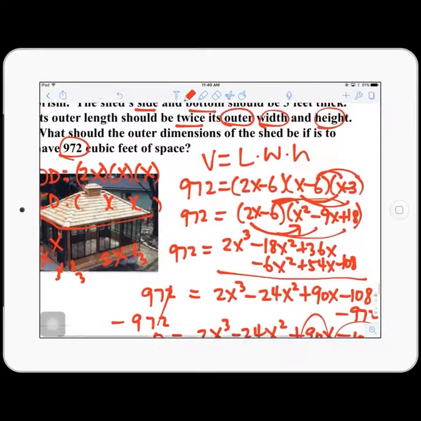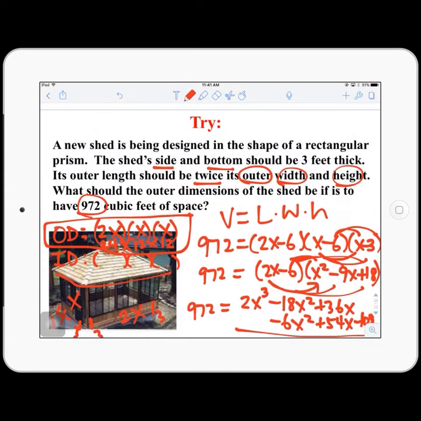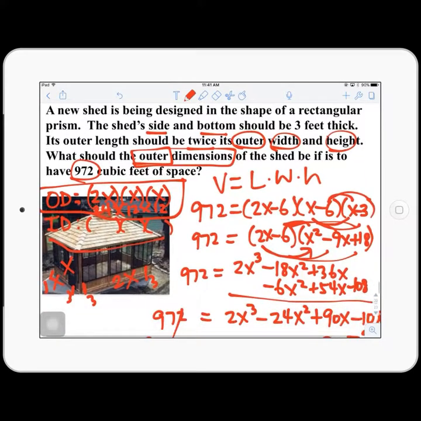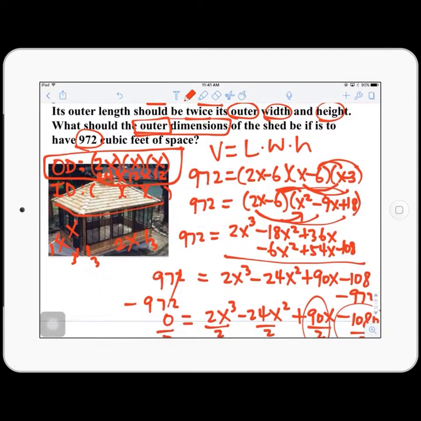So going back to the problem, if x is equal to 12, then the outer dimension would be 24 by 12 by 12. And that technically answers our question because it's asking you for the outer dimension. So outer dimension is 24 by 12 by 12. And it meets the criteria that if the height is 12 and the width is 12, then that makes the length 24. And so that would be the dimension.